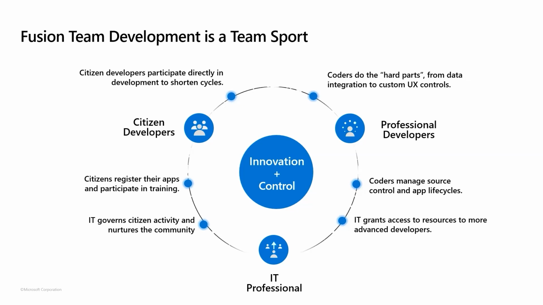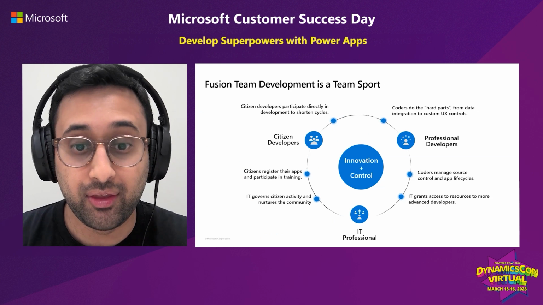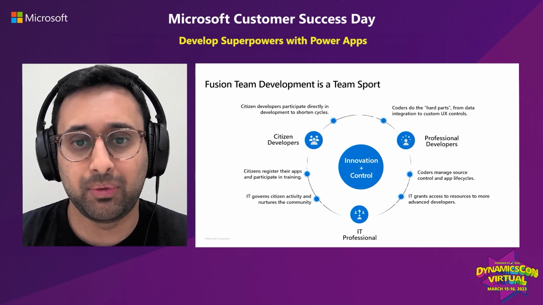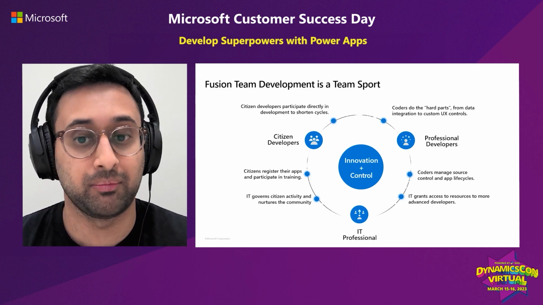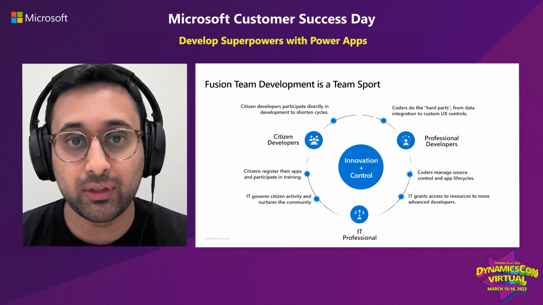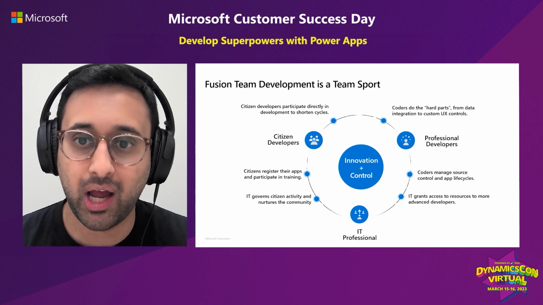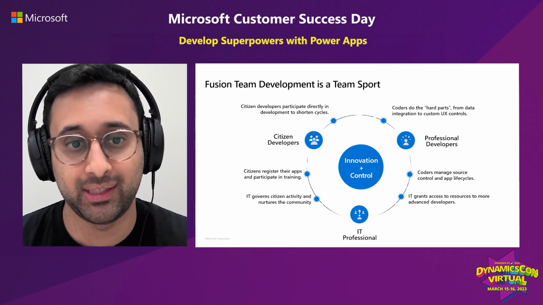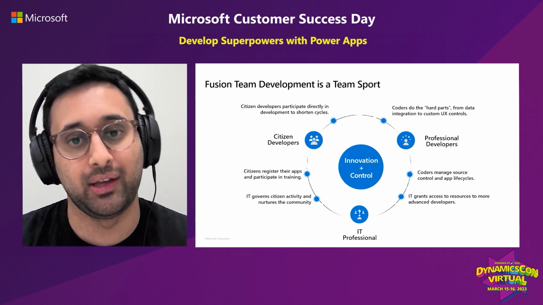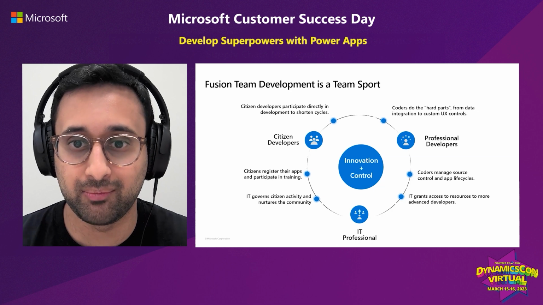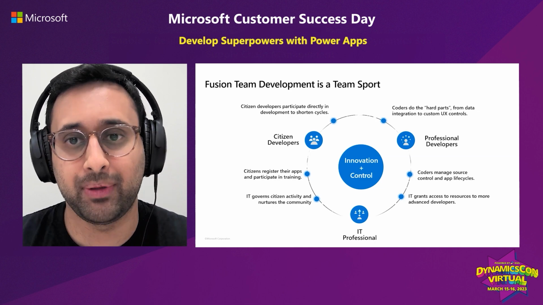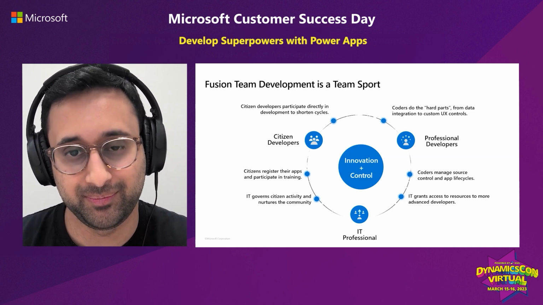The second group are professional developers. These are people who live and breathe code. They have Visual Studio or VS Code open all day long. The third persona is IT professionals. These are people like cybersecurity specialists or perhaps operations folk. And fusion teams are this combination of these three different personas that, when they can effectively collaborate together and fill in the gaps in each other's missing strengths, really accelerate your app and solution development.